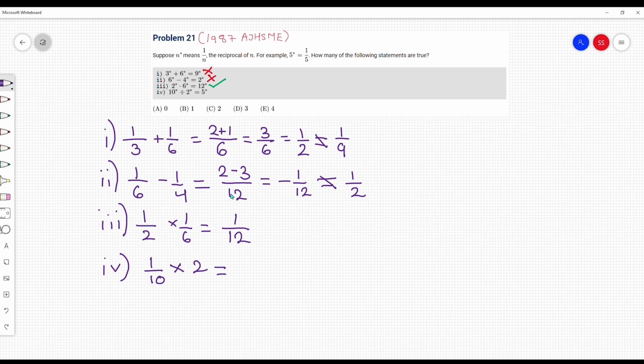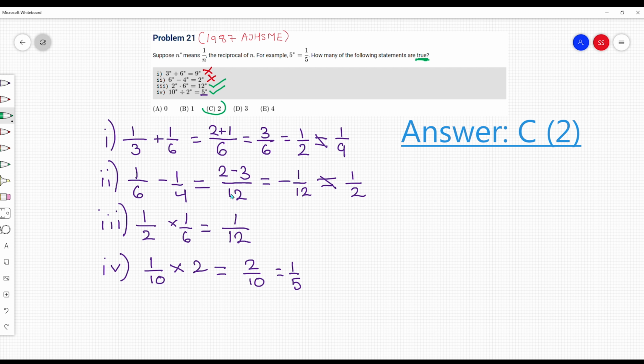Now we just multiply the numerators and the denominators. That is 2 by 10 or 1 by 5. And they did give it as 5 star, which is 1 by 5. So the fourth statement is correct. From this, we finished all four statements. We can see that 2 of the statements are correct and 2 are false. They asked for how many statements are true. So the answer would be C, 2.